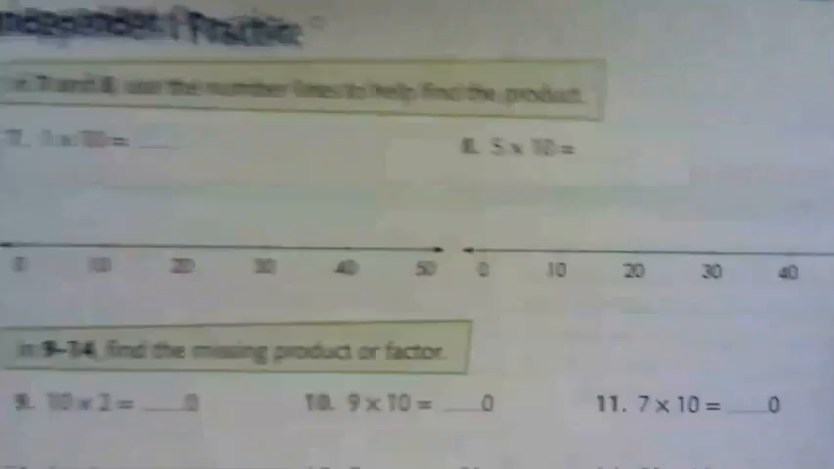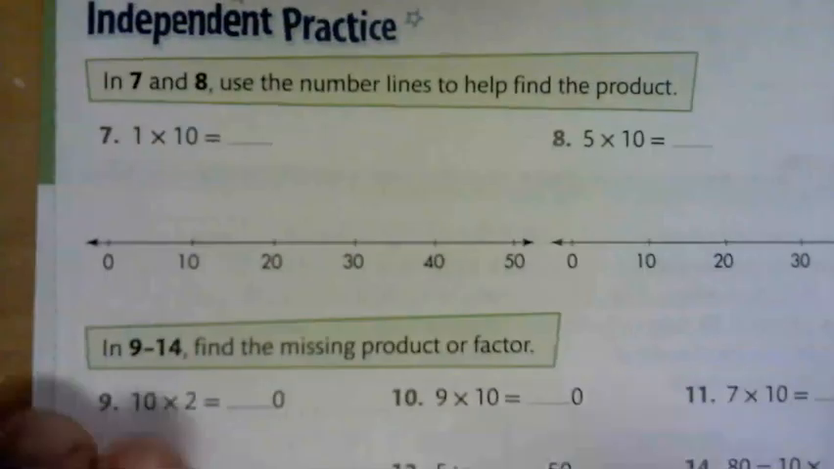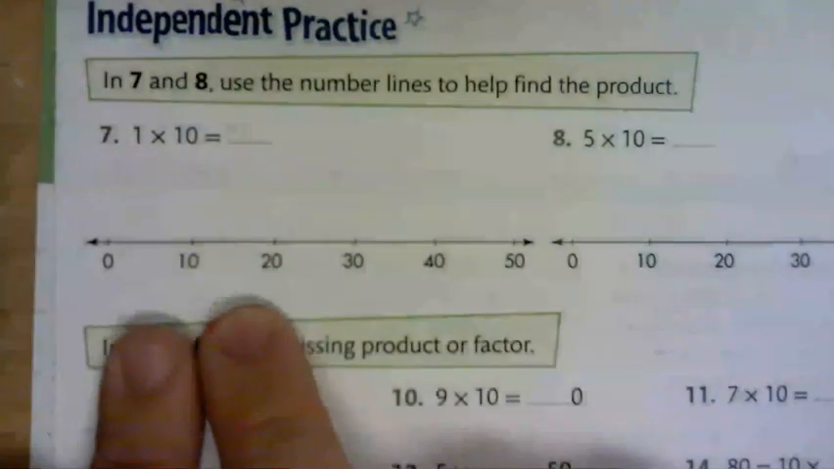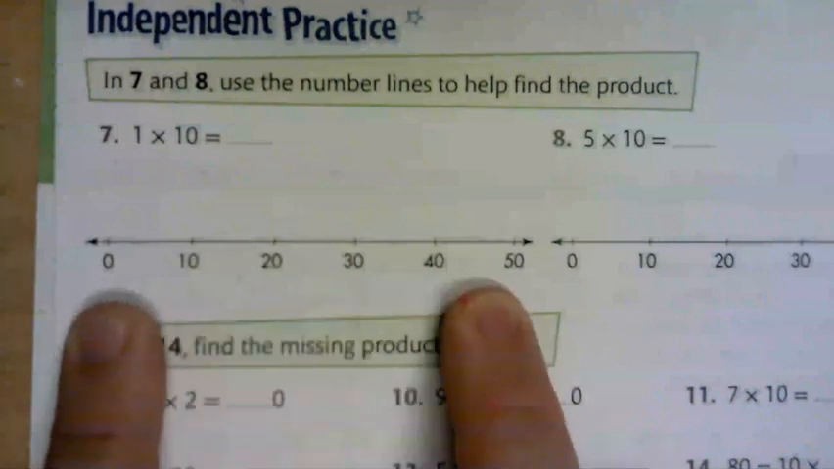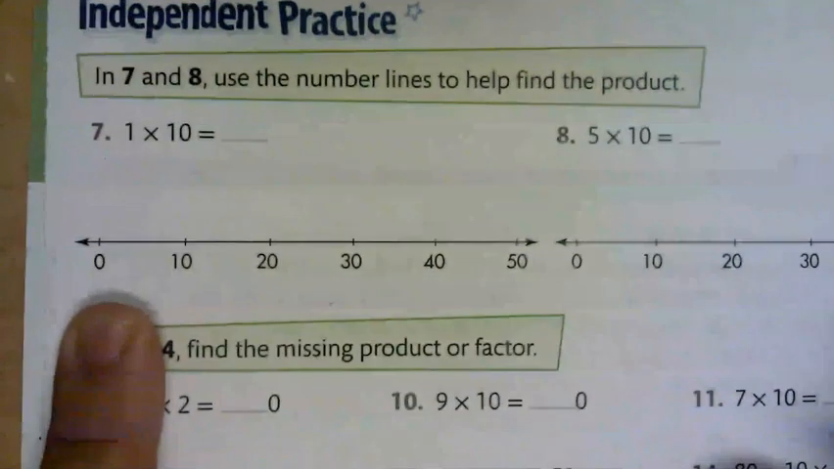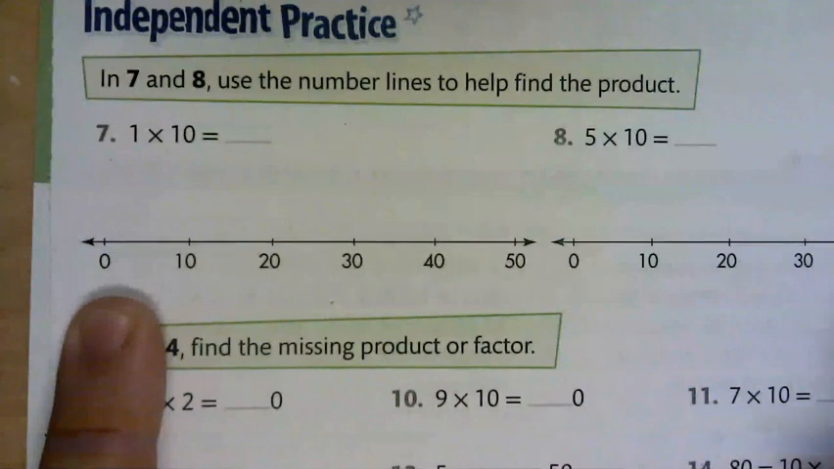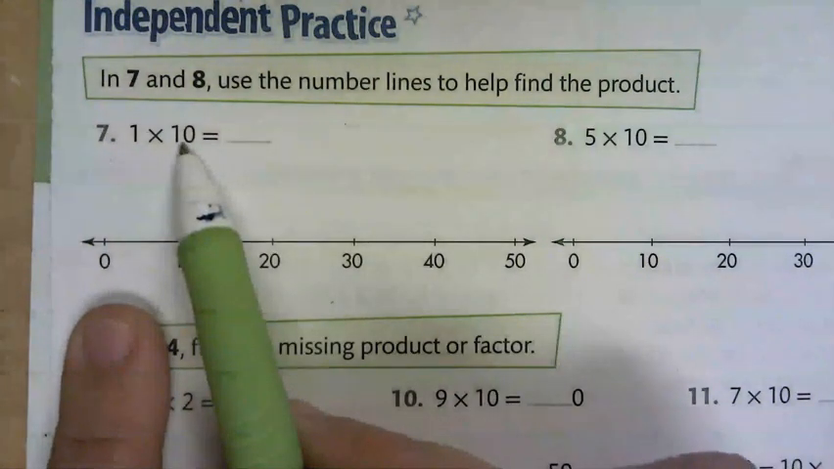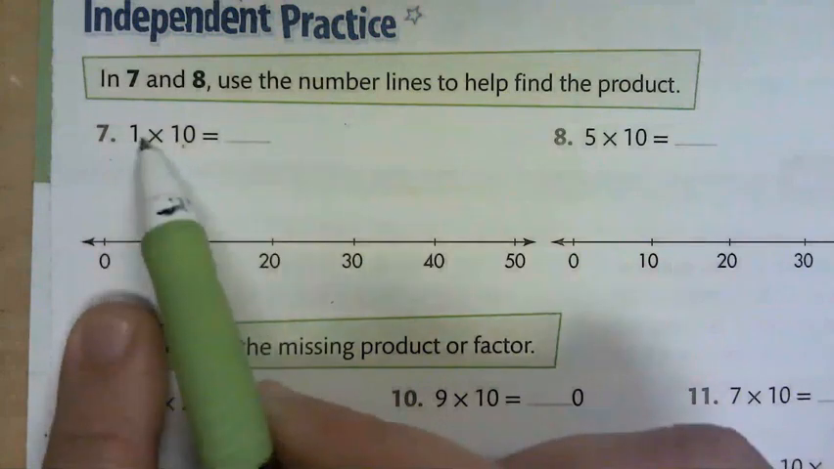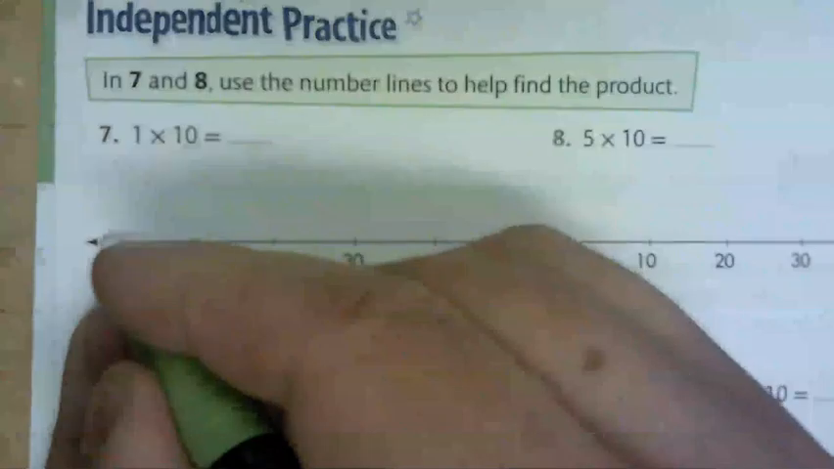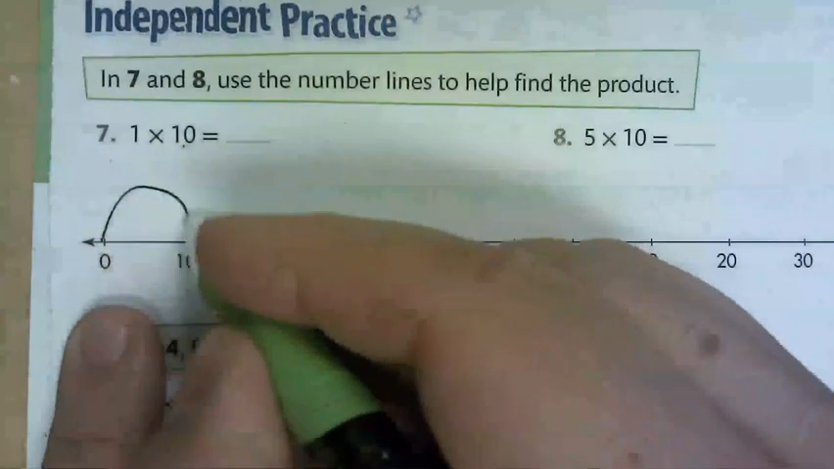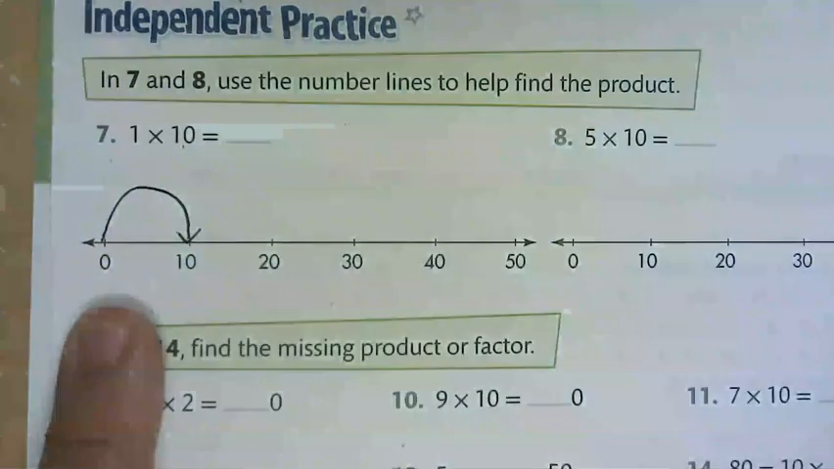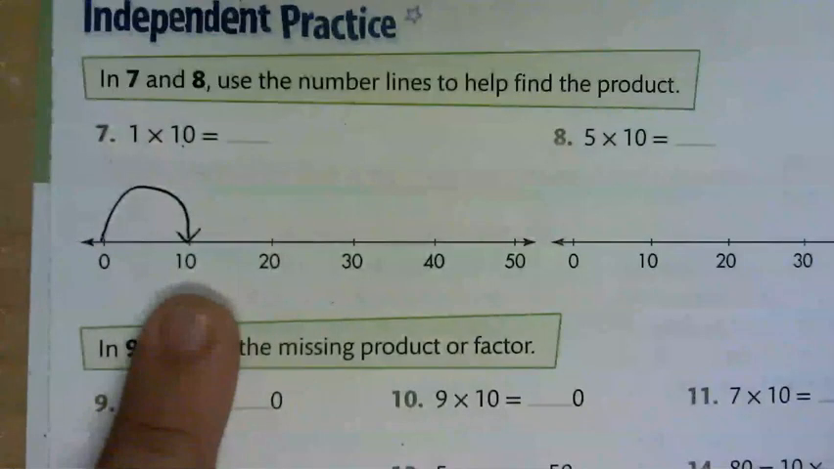All right. If we zoom out just a little bit, we're going to take a look at number 7 because it's a little bit different. This is using the number line. And so they've already got our number line written out for us. We just need to solve. So ask yourself right now, if we're jumping by tens, right? How many jumps do I need? Well, I just need 1. So I start at 0 and I do my 1 jump. And where did I end up? I ended up at 10.